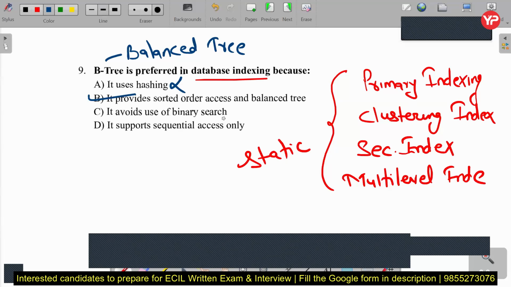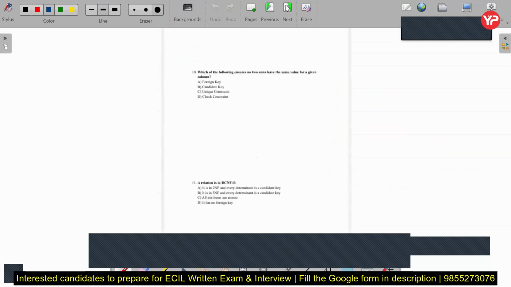It avoids the use of binary search. False. It supports sequential access only. The word is only. That is again false. So the correct answer is it provides sorted order access and is a balanced tree.